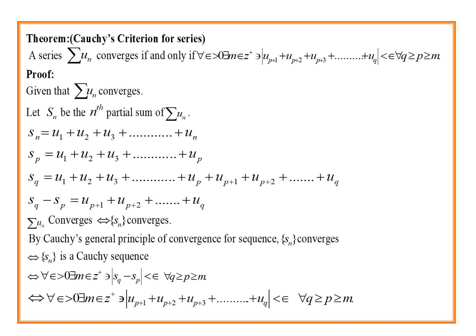If and only if for all epsilon greater than 0 there exists m belongs to Z plus such that, right, now we should calculate the S_q minus S_p. What is that value? Modulus of u of p plus 1 plus u of p plus 2 plus u of p plus 3 plus so on, u of q. That value is less than epsilon for all q greater than or equal to p greater than or equal to m. That is all we have to show. Hence the theorem is proved.